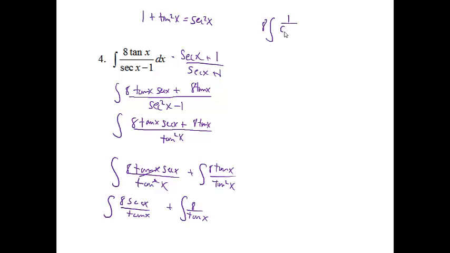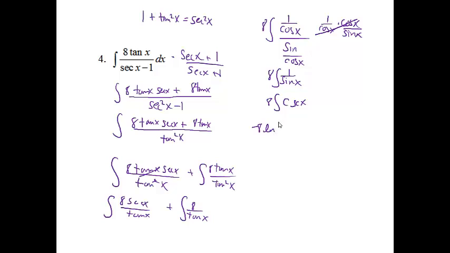So this will be 1 over cosine x divided by tangent, which is sine over cosine x. So if I multiply by the reciprocal, I'm going to have 1 over cosine x times cosine x over sine x. So the cosines cancel, so I'm now left with 8 times the integral of 1 over sine x, and 1 over sine is equal to cosecant. And then we do have an integral for cosecant. It is negative natural log of cosecant x plus cotangent x. So that one is done.